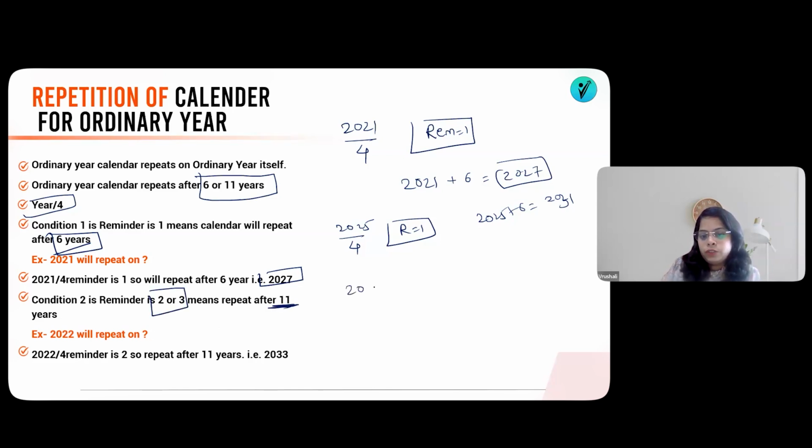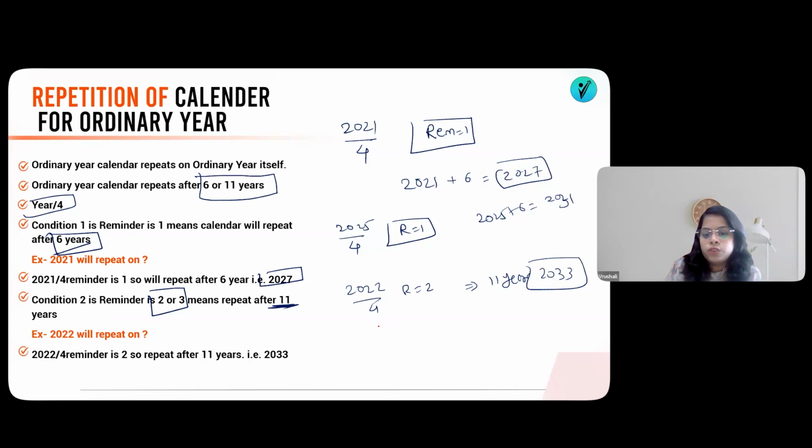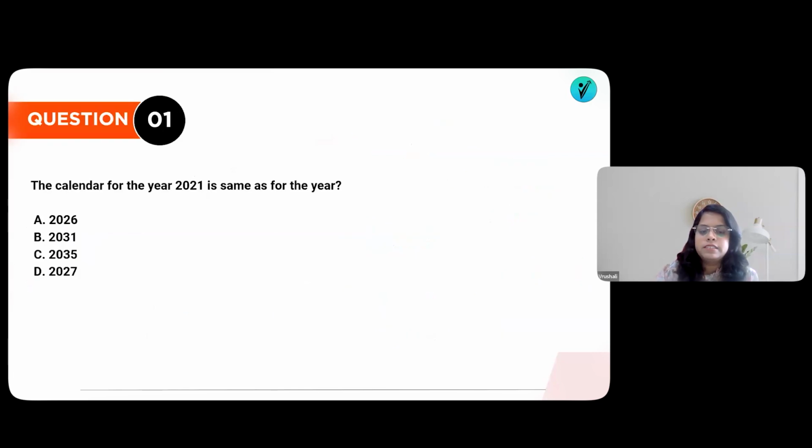Like if you take the 2022 example, your remainder is 2. So your calendar will repeat after 11 years, means in 2030. If you take another example, like suppose 2018 or 2019. If I divide 2019 by 4, remainder is 3. That means it will repeat after 11 years. That's it. Simple. Okay. We will see 3 simple questions here.